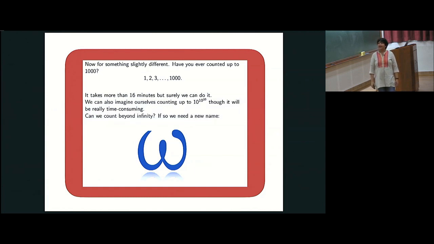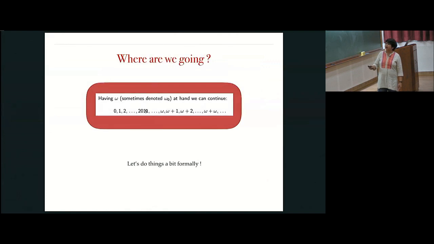Okay. Let's see. So again, for counting purposes, we need a special name. Again, historically, this is given the name omega, and let's stick to it. So we use the name omega for counting purposes. So here what we have is 0, 1, 2, 2019, dot dot dot, and then omega, infinity, omega plus 1, omega plus 2, omega plus omega, and so on. We can think of that. So how could we think of that? So let's do things a bit formally now.